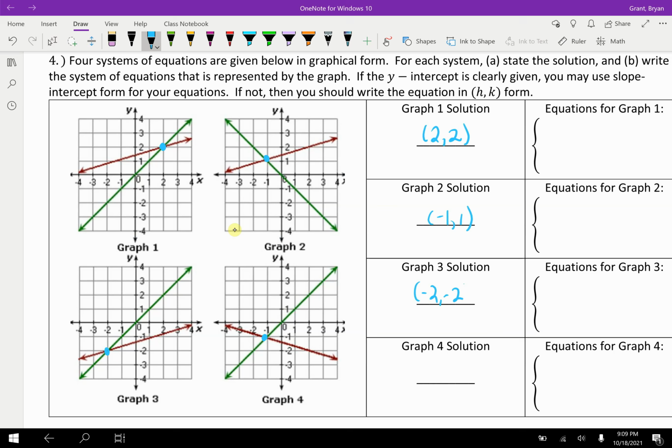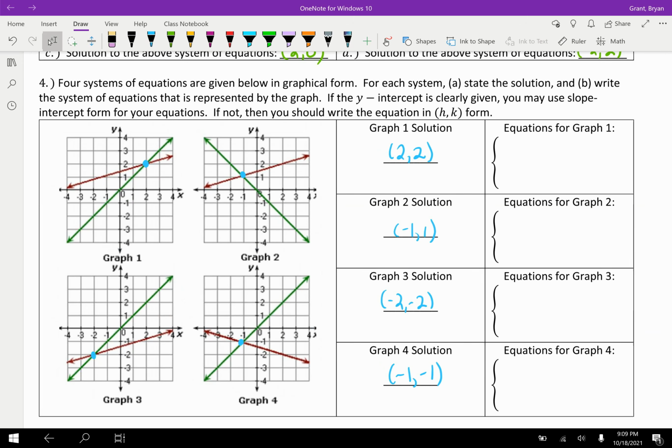-2, -2, and -1, -1. Nice. But then the trickier part that we need to continue to practice is how to write the equations. Well, and I'll match the color coding here. I'll do the green and green, the red and red. If you have a nice y-intercept, we can use slope-intercept form.